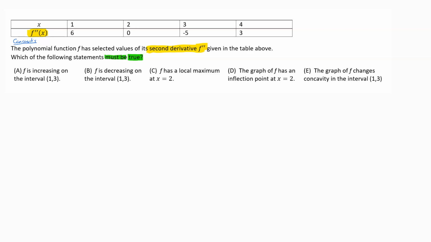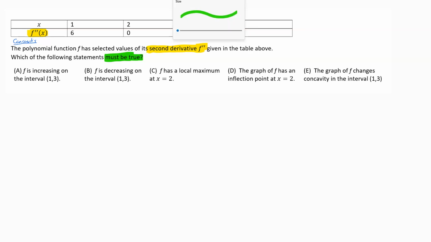And always remember that this is always must be on these. Must be true, must be false. Could it be some of these other things? It could be, but we're not guaranteed that type of information. So we're looking for the one thing we're guaranteed by this chart of second derivative data.